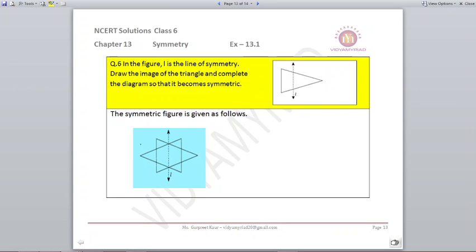In the figure, L is a line of symmetry. Draw the image of the triangle and complete the diagram so that it becomes symmetrical. One triangle is given to you. If I draw another triangle on the opposite side, then the shape will totally become symmetrical. Otherwise, there is no other way to make it symmetrical. So I have drawn one opposite upside down triangle, if you see here, and that dotted line will clearly represent that it is a symmetrical figure.